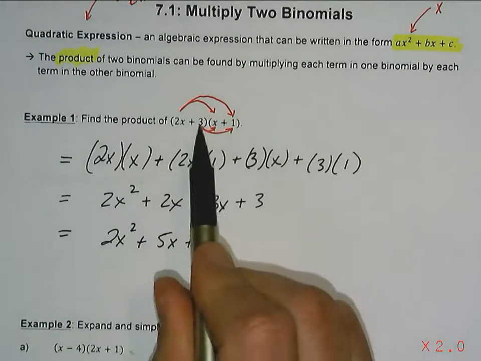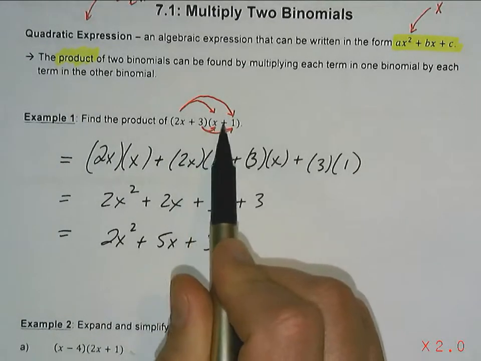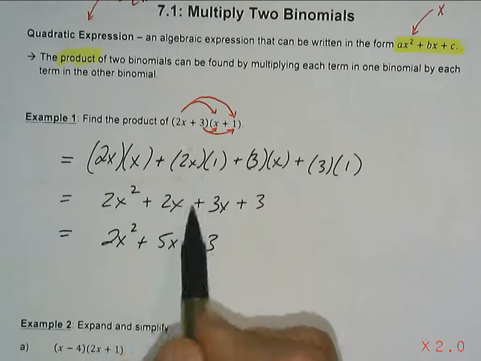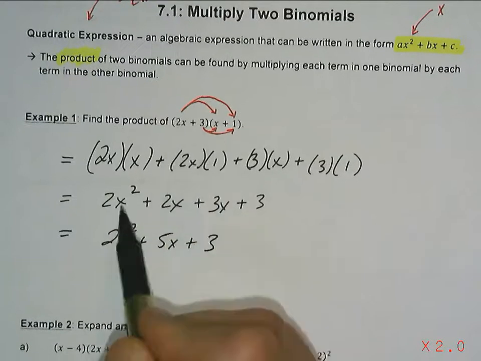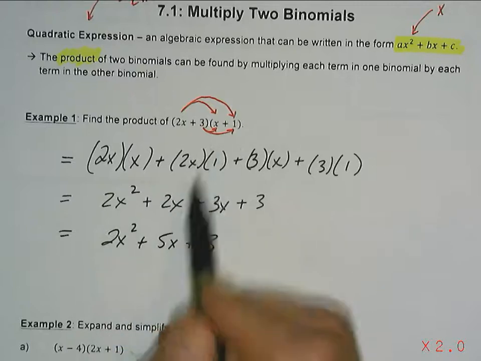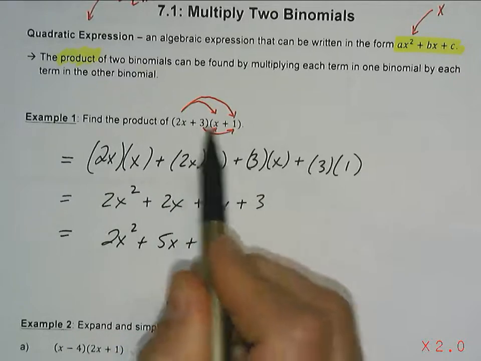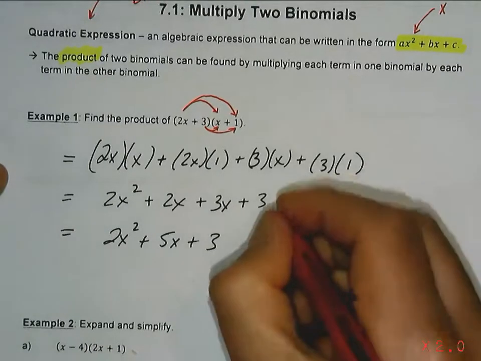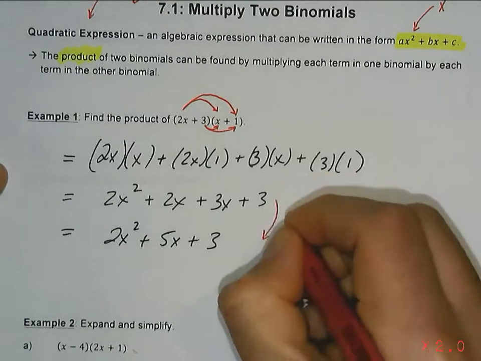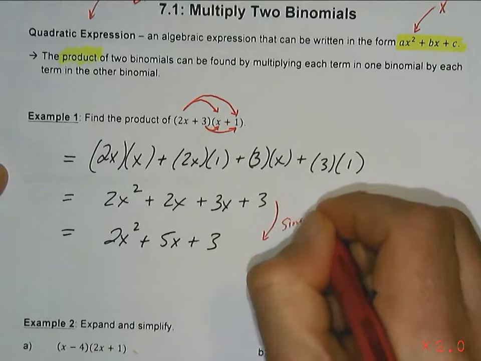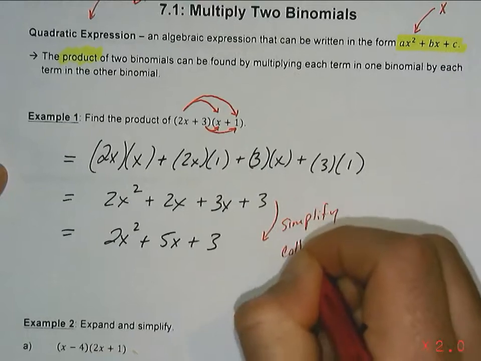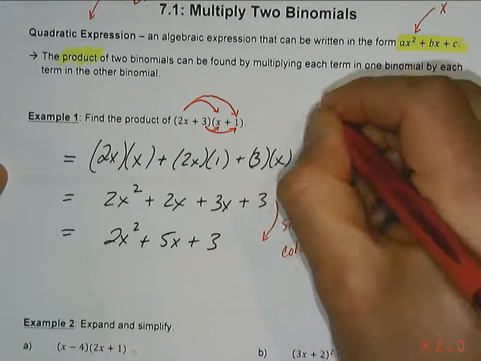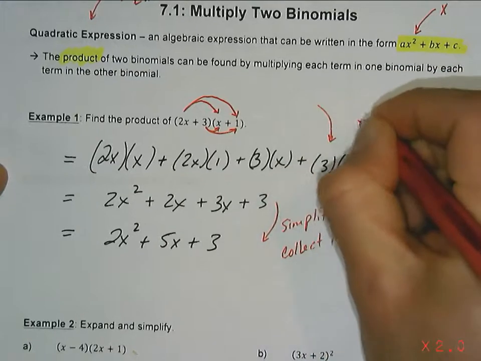So binomial times binomial, you do your arrows. We expand out. I'm going to skip this line from now on and go straight to here. I'm going to go 2x times x is 2x squared. 2x times 1 is 2x. 3 times x is 3x. 3 times 1 is 3. And then I'm going to collect like terms. So this is called simplifying. It's collecting like terms. This is called distributive property.